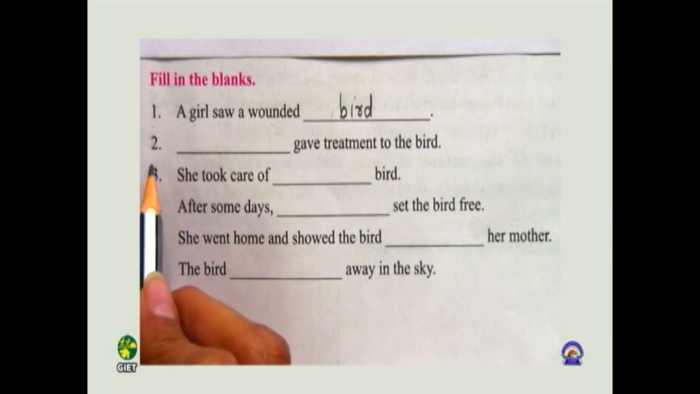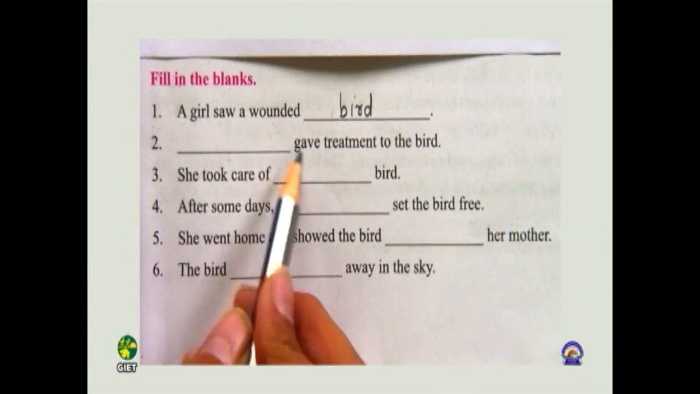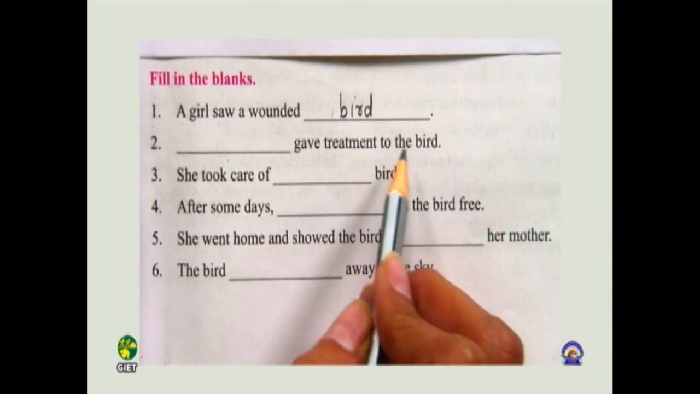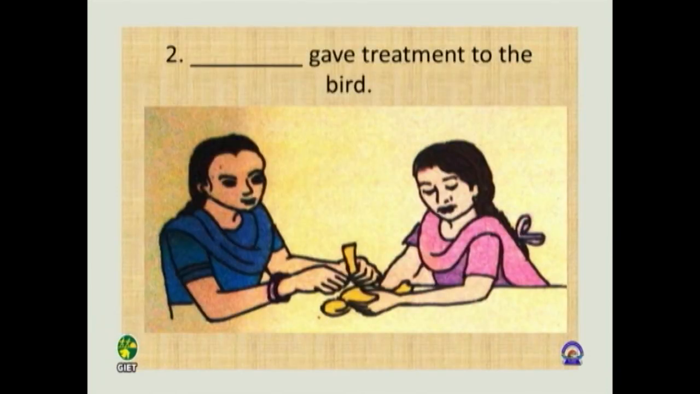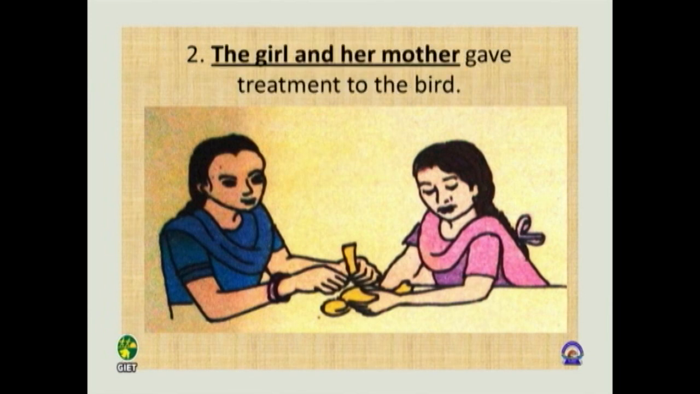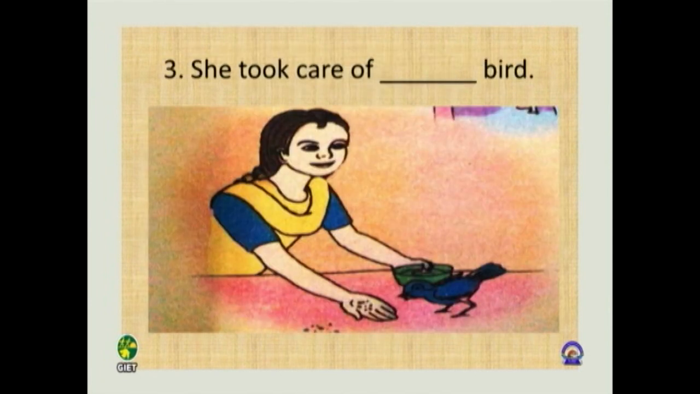Number 2, blank gave treatment to the bird. Who gave the treatment to the bird? Yes, you are right. A girl and her mother. So the correct answer is the girl and her mother gave treatment to the bird. Let's see the third blank. She took care of blank bird.